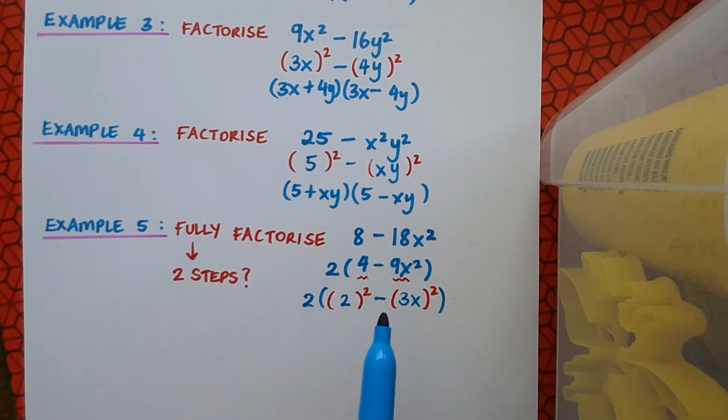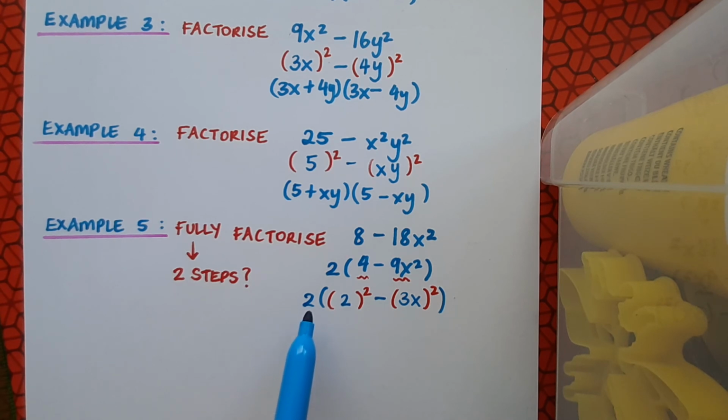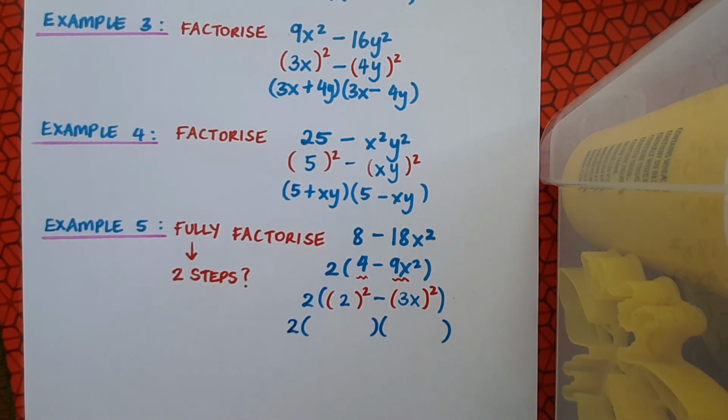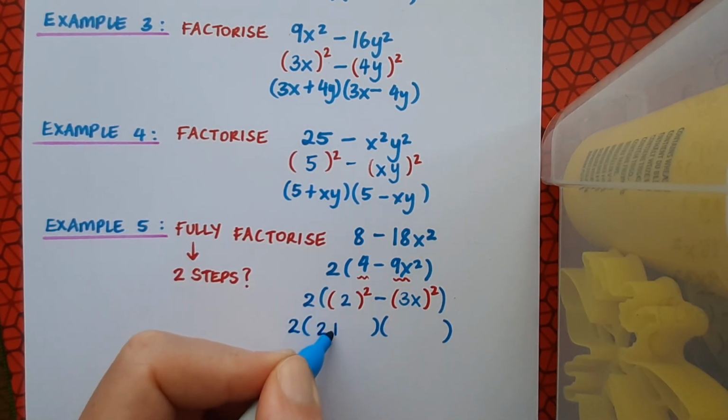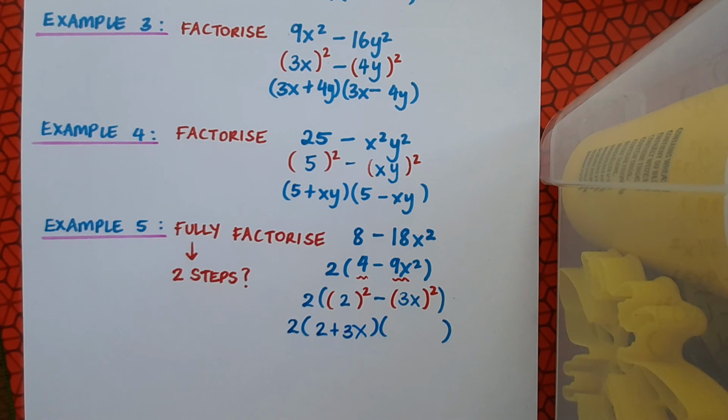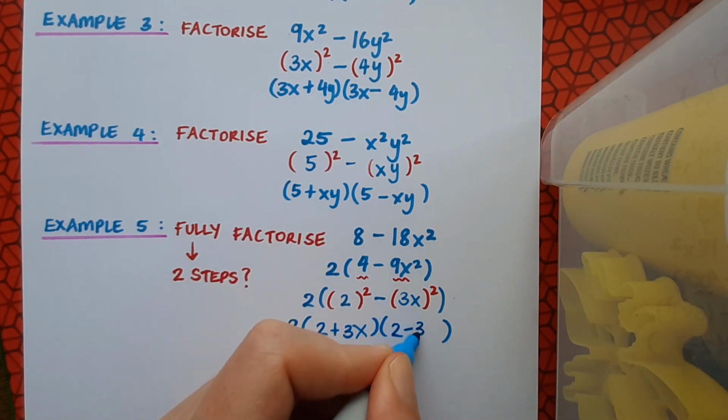Now, when I'm doing the difference of two squares part, it's just this bit inside in the brackets that really involves the difference of two squares. That doesn't mean that I ditch the 2. 2 is still part of the expression. It needs to stay sitting there in order for the expression at the end to be correct. So I'll just leave it stuck on the front, and then I'll fill these two brackets in on the basis of 2 squared minus 3x squared. So what should go in those brackets? Well, I should have 2 plus 3x and 2 minus 3x.